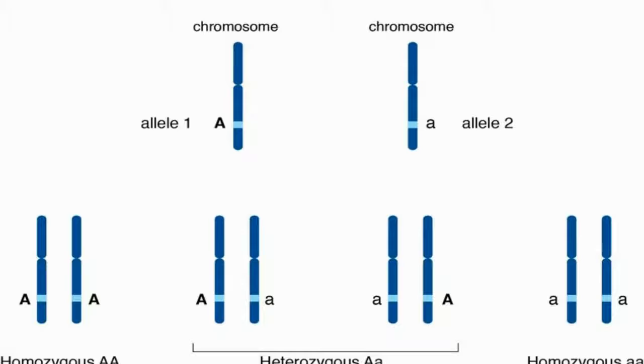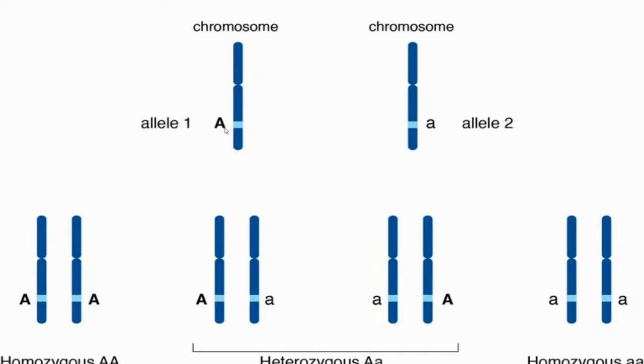Here's what it looks like a little bit more visually. This is the chromosome, like we talked about in mitosis and meiosis. This is a gene, this light blue portion. All right? Alleles are the different variations. So we've got a dominant allele here because it's a capital letter. And we've got a recessive allele over here because it's a lowercase letter.